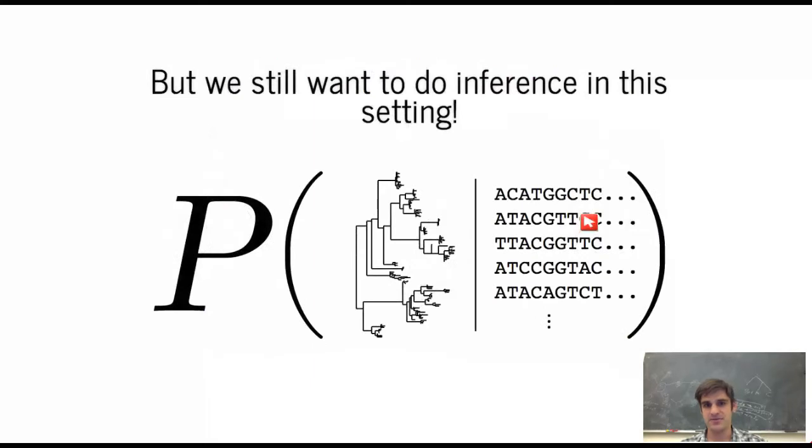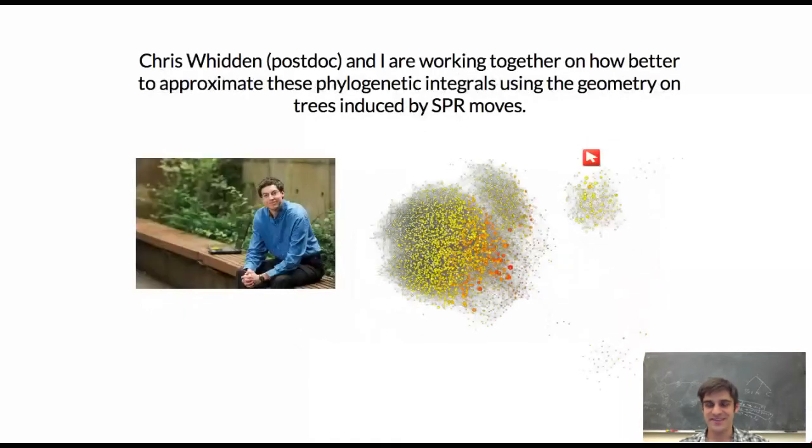But we still want to do this sort of inference in this setting. We still want to be able to say what is the posterior on phylogenetic trees given a bunch of data. I'm not going to say a whole lot about this. Actually, this is about all I'm going to say. But this is something that I've been working on with my postdoc, Chris Whidden. And we've made some observations about the posterior distributions of phylogenetic trees and how it can be difficult for phylogenetic algorithms to jump from one peak, so this is one section of tree space that's good, to another peak, this is another section of tree space that's also good.